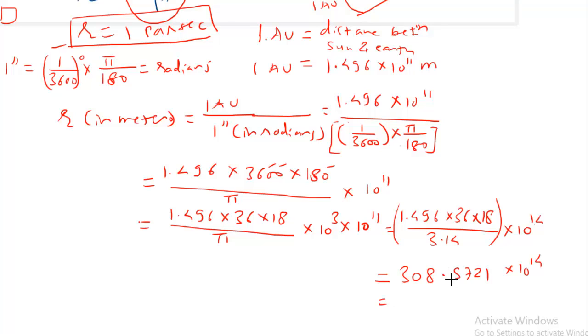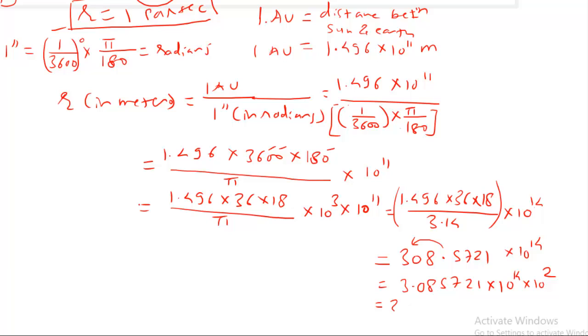If I shift this decimal point, that means I have to divide by 100 and multiply by 100. So it will be 3.085721 multiplied by 10 raised to the power 14 multiplied by 10 raised to the power 2. So the answer will be 3.0857 into 10 raised to the power 16 in meters, and we are solving for 1 parsec.